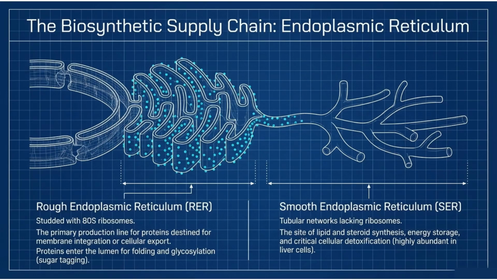Moving beyond the nucleus, we encounter the endoplasmic reticulum, the cell's biosynthetic supply chain. It exists in two forms: the rough ER, characterized by its studded appearance due to ribosomes, is the primary site for the production of proteins destined for membranes or secretion. Here, proteins undergo folding and glycosylation. In contrast, the smooth ER, a network of tubules devoid of ribosomes, is involved in crucial processes such as lipid and steroid synthesis, energy storage, and detoxification.